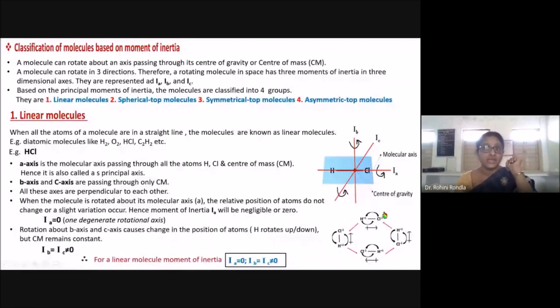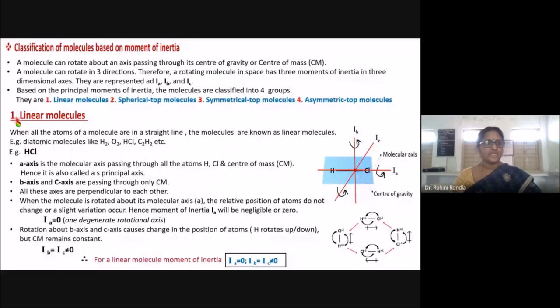We took 3 axes, so molecules will have 3 types of moment of inertia, that is IA, IB and IC. Based on these IA, IB, IC moments of inertia, molecules are classified into 4 groups. Number 1, linear molecules. Next, spherical top molecules. And 3, symmetrical top molecules. And number 4, asymmetric top molecules.